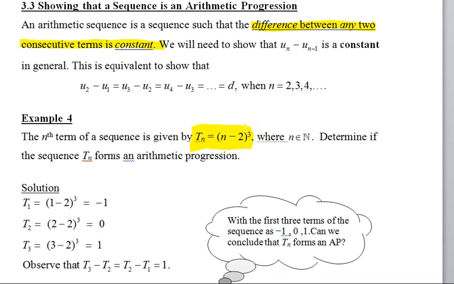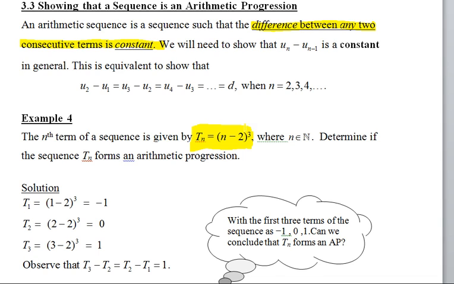First, we say, okay, I find the first term. We sub in, we get minus 1. Second term, 0. Because n is 2 is 0. Third term, 3. Therefore, can we safely conclude, because this minus this is 1, this minus this is also 1, can we therefore say that it's an AP? Some say yes, some say no. Yes or no? No. Cannot. Why? Correct.